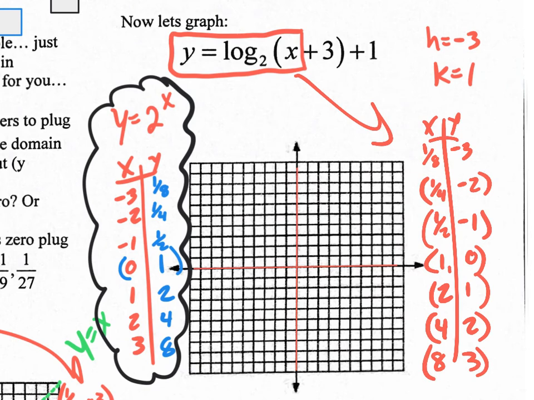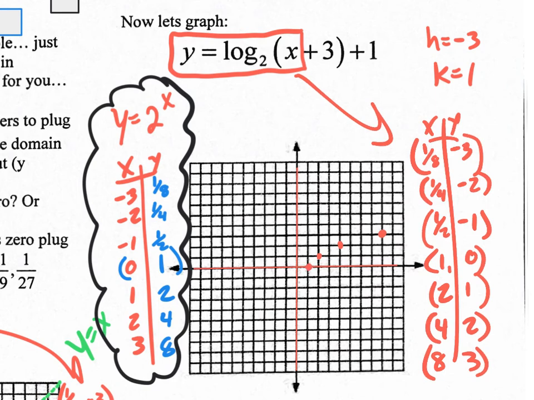So let's graph this. Begin with the easiest coordinate, not this first one, 1/8 and -3. It's easier to graph 8, 3. So graph 8, 3, 8 on the x, 3 on the y. 1, 2, 3, here it is. 4, 2, 1, 2, 3, 4 on the x, 2 on the y, there it is. 2, 1, 2 on the x, 1 on the y, there it is. 1, 0, 1 on the x, 0 on the y.